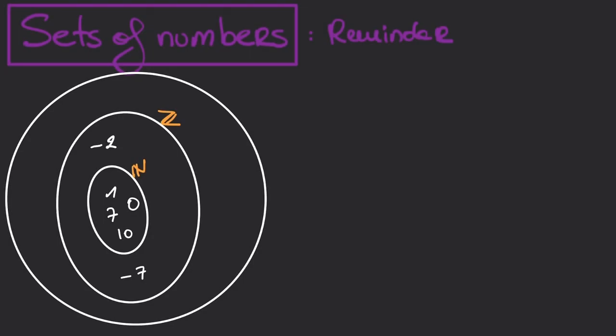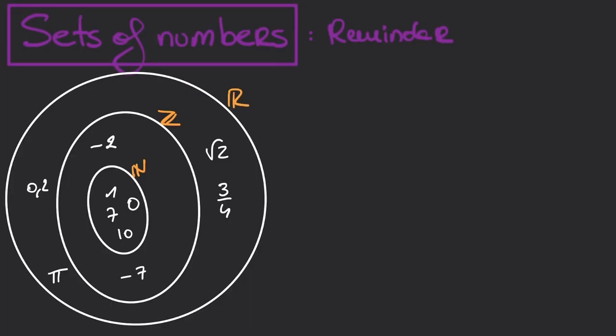Now, as you continued your math journey, you heard about very special kinds of numbers, like fractions, decimals, and some very, very strange numbers like pi and square root of 2. Why do I say that they are strange? It's because if I want to put them in decimal form, I will have to put an infinite amount of figures after the decimal point. So they are quite strange.